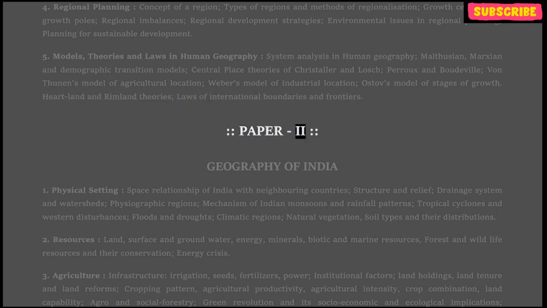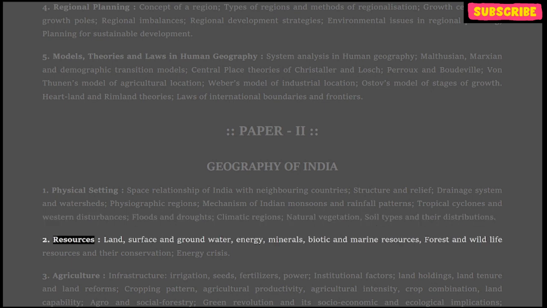Paper 2. Geography of India. 1. Physical setting. Space relationship of India with neighboring countries, structure and relief, drainage system and watersheds, physiographic regions, mechanism of Indian monsoons and rainfall patterns, tropical cyclones and western disturbances, floods and droughts, climatic regions, natural vegetation, soil types and their distributions.